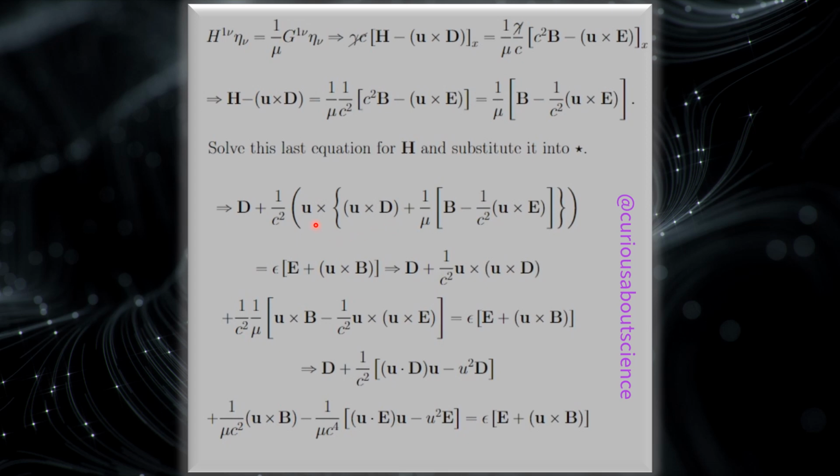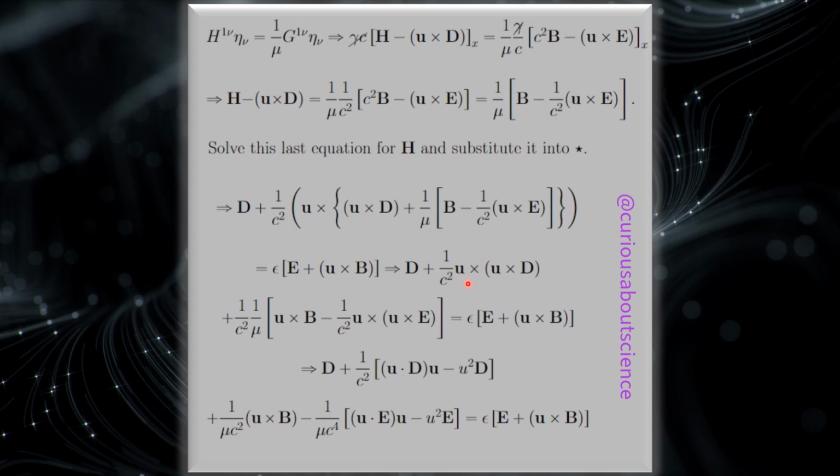But now you see we have a cross product acting on this and acting on this bracket. Okay, so trying to simplify this down, on the right hand side, we remember that we had an epsilon equal E plus U cross B. So here then, D is equal to 1 over C. Now we distribute the cross product.